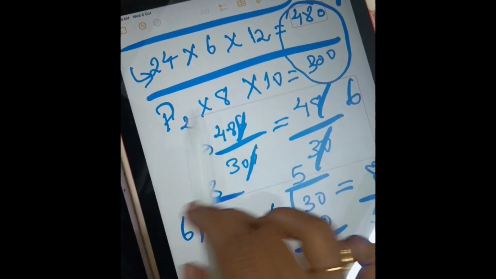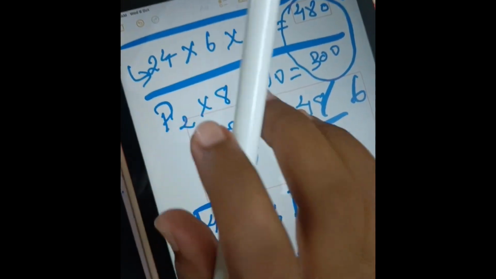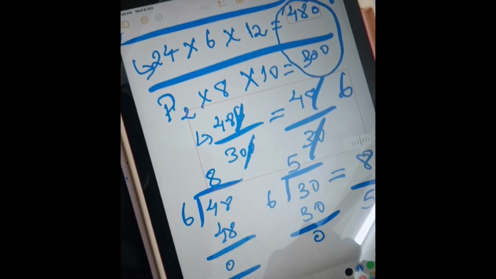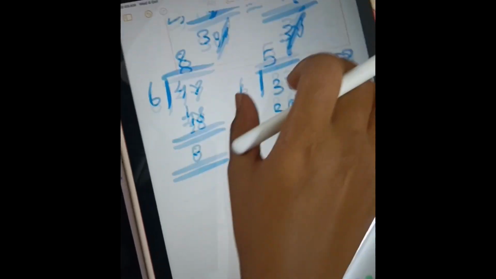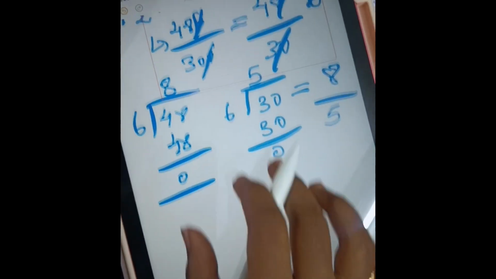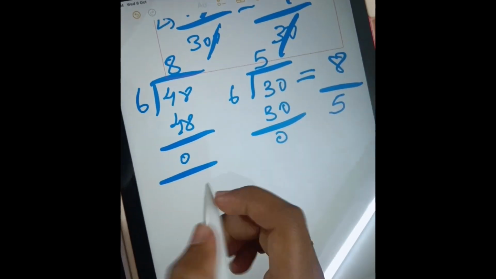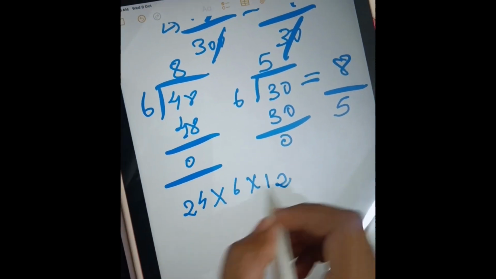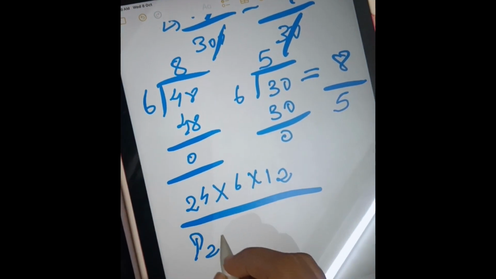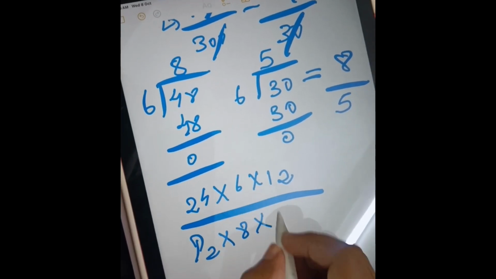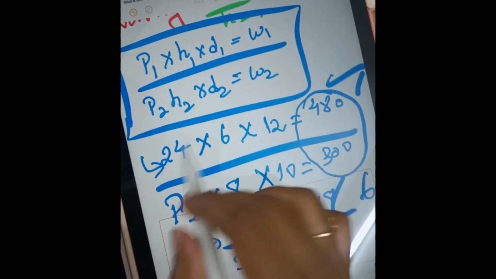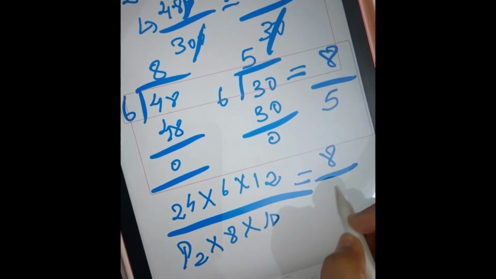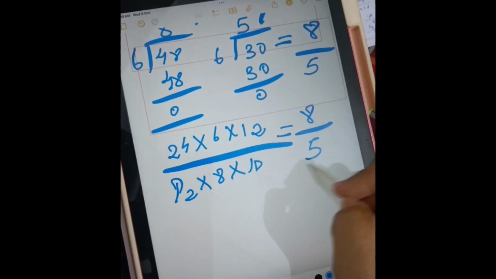So now you have to write the left side the same, only the right side you have to write as 8 by 5 instead of 480 by 300. Okay, so now I'm going to apply the same. So 24 into 6 into 12 divided by P2 into 8 into 10. Nothing but I have applied the same, I have written the same thing here, 8 by 5. Okay, now you have simplified the right side.